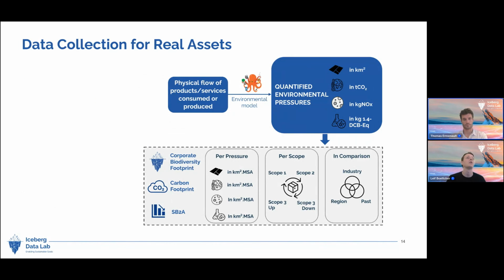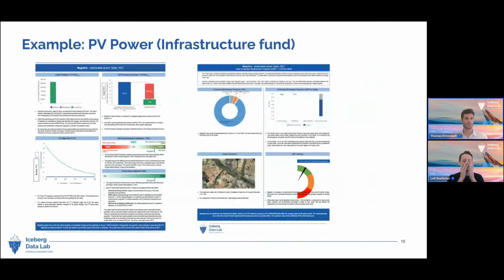And then what we'll also do is not only give you the absolute outcome, but also, if it's of interest, it can be differentiated by pressure, by scope, and in comparison with last year, the power plant next door, or also another industry. Of course, to have some history on the data. That's why our clients come to us as well. Yeah. So let's have an example.